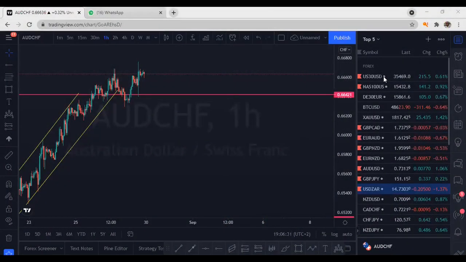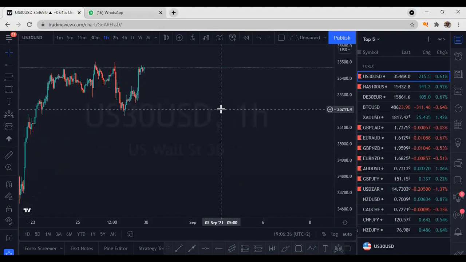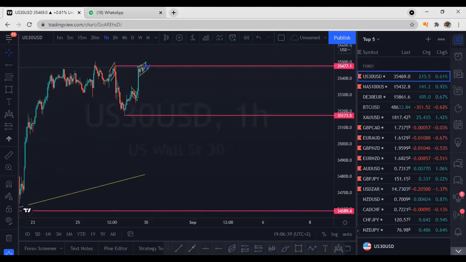Can you all see my screen, my chart? Yes. Okay, you can. Okay, let's start with USD, guys.